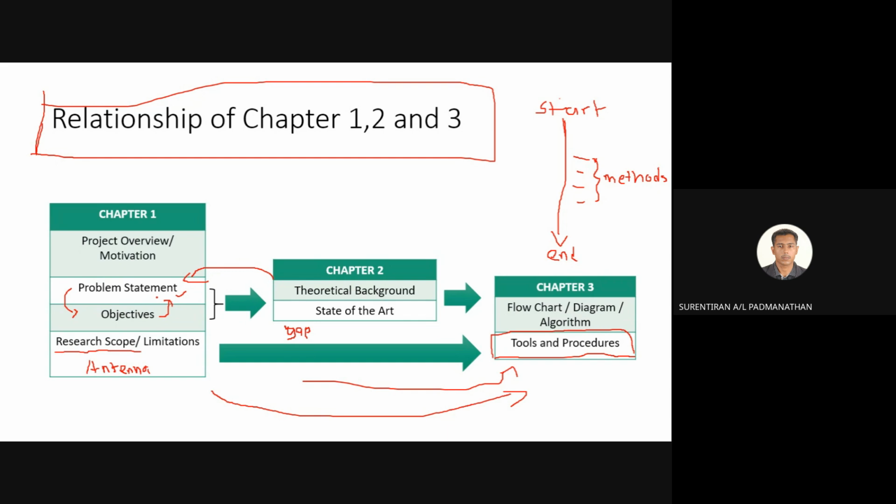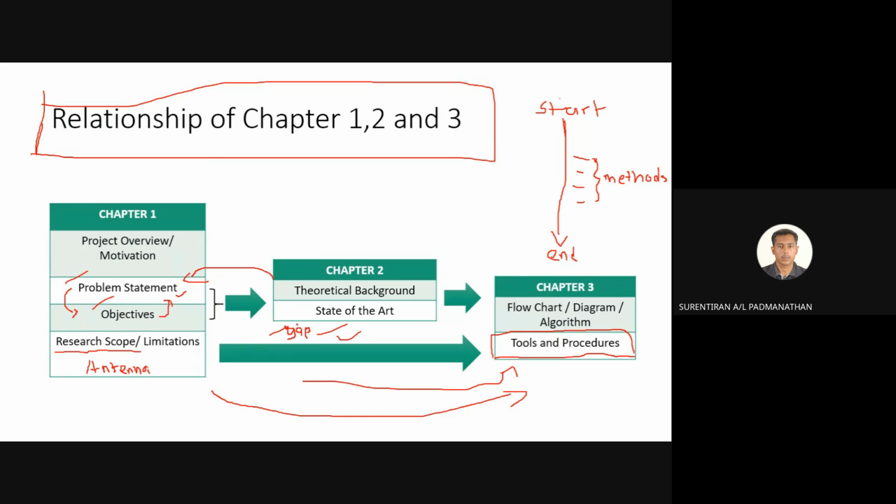From the problem statement, you go to the objective. The objective should be related to the problem statement. Make sure the objective is to solve the problem. If the gap is a different research gap, the problem statement is different, and the objective is different, it's not related at all. You cannot do it like that. You have to make sure the gap, problem statement, objective, scopes and limitations are all related.